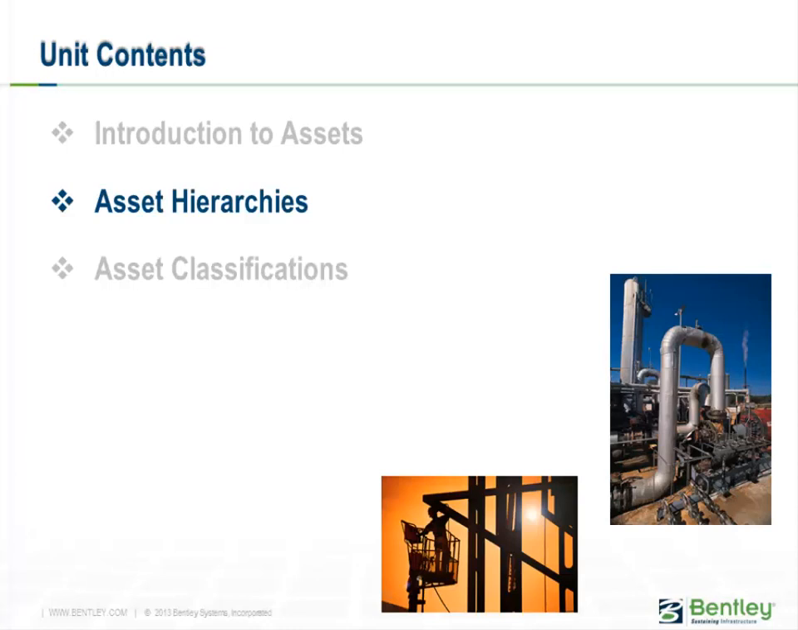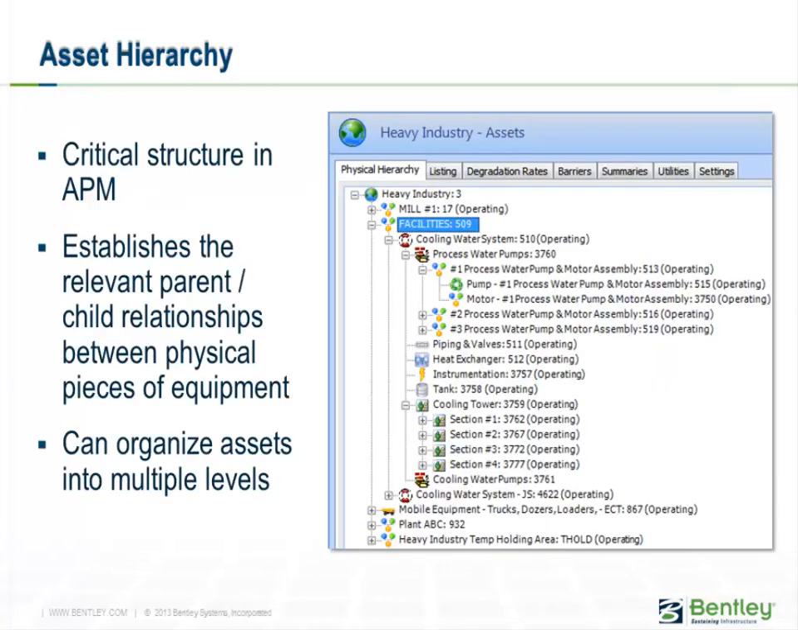Asset hierarchies. Assets are usually organized into a hierarchy. This is a critical structure in APM. A hierarchy establishes the relevant parent and child relationships between physical pieces of equipment. The key purpose in having a hierarchical format is to provide a means of storing asset, program, and equipment condition information in a way that makes it easy for area maintenance and operations personnel to manage and access it. In a hierarchy, assets can be organized into multiple levels.